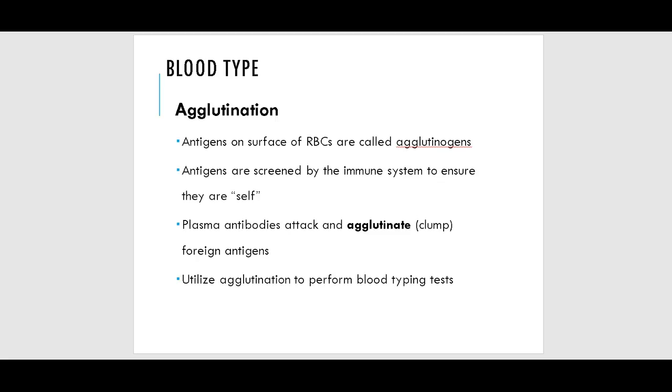If the plasma antibody meets up with its specific antigen, so if an anti-A antibody meets up with its A antigen, then the antibody will attack that antigen and agglutinate, or clump, with the foreign antigens. This can be extremely harmful if it happens in a patient, because the clumping of the blood will cause the blood to hemolyze, or rupture, those red blood cells. However, we can use the fact that the antigens and antibodies agglutinate in order to perform blood typing tests to see what blood type a patient is.